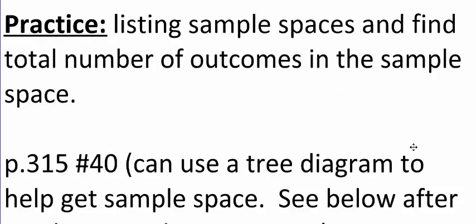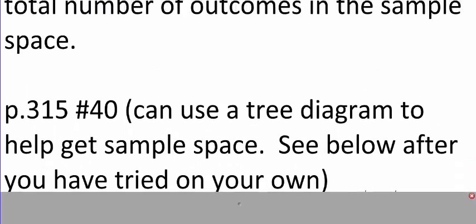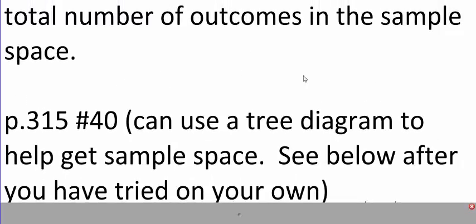All right, so we're going to do a little practice, listing some sample spaces, finding the total number of outcomes in a sample space. Page 315, number 40, asks you to identify what the sample space is and then asks another question or two. So again, to help you identify what that sample space is, you could use a tree diagram to get set up. It's going to be very similar to the one we just saw. And then after you've given it a chance, you're going to pause the video, and when you restart, I will show you what that tree diagram should look like.